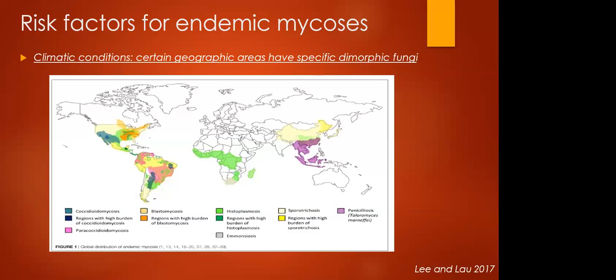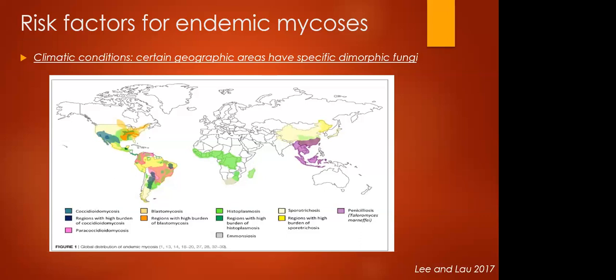Now, though, the geographical landscape of these dimorphic fungi has actually expanded. And the reason for this is because of human movement. So immigration, tourism, professional trips can make what is thought to be endemic to a certain area actually occur in an area that's not known to be endemic for that particular disease.